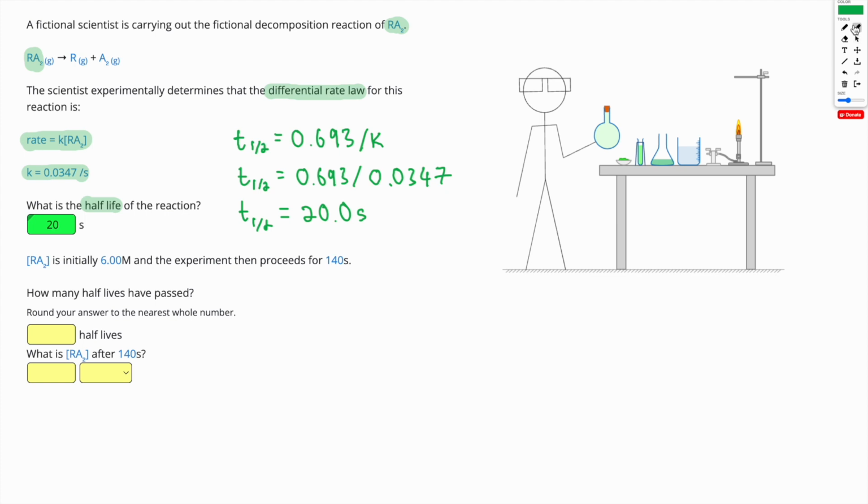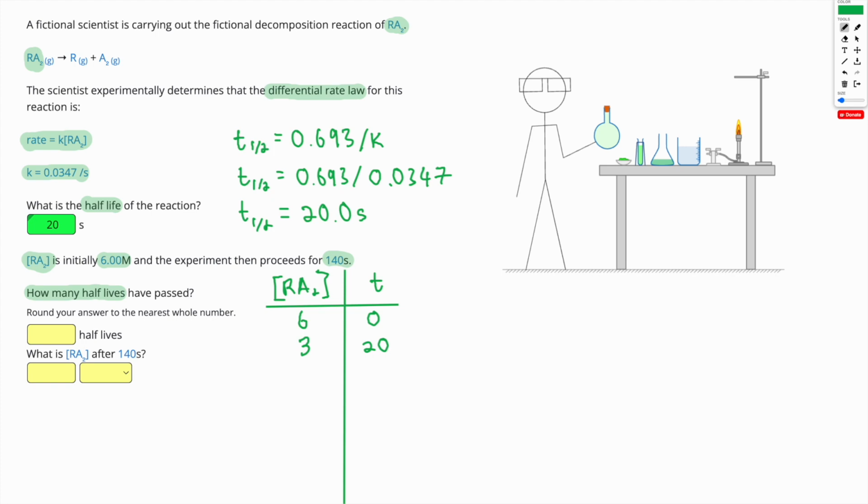So we're then told we have an initial concentration of Ra2 of 6 molar, and the experiment proceeds for 140 seconds. So our first step is to figure out how many half-lives have passed. So let's draw a little table to help us. We've got concentration of Ra2, and we've got the time that has passed. So we know that we start with a concentration of 6 molar at a time of 0 seconds. Now we know that after 20 seconds has passed, because that's the half-life, our concentration will have halved. So then our concentration will be 3. So that's after 20 seconds.